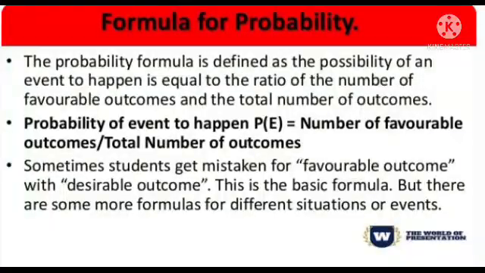Formula for probability. The probability formula is defined as the possibility of an event to happen is equal to the ratio of the number of favorable outcomes and the total number of outcomes. So probability of an event to happen is equal to number of favorable outcomes upon total number of outcomes. Sometimes students get favorable outcome mistaken for desirable outcome. This is the basic formula, but there are some more formulas for different situations or events.